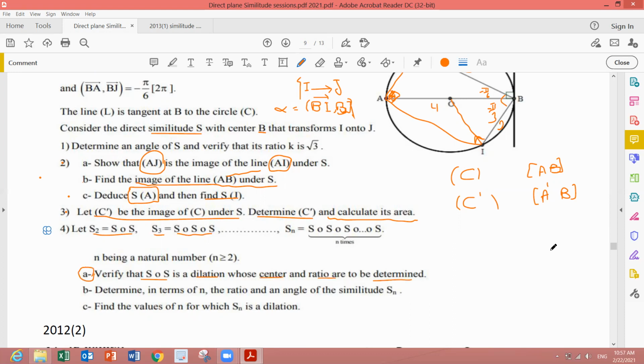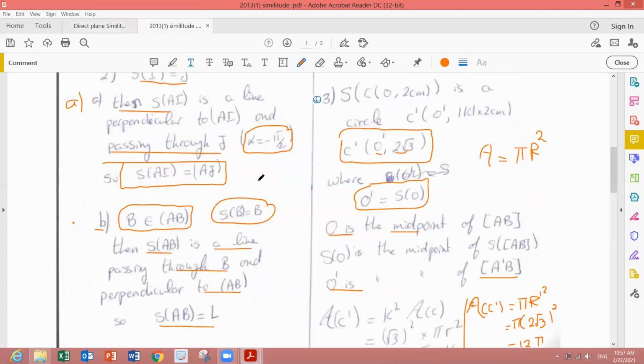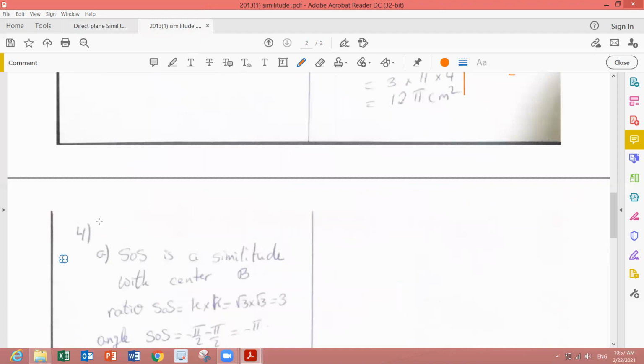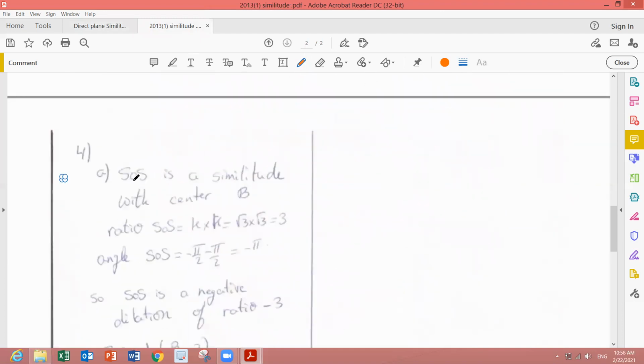Why is S round S a dilation? Because the angle should be pi. The composite of two similitudes of the same center is a similitude with the same center. What is the ratio? 1? No, how 1? The ratio is K times K prime. So S round S is a similitude with center B. How did we know the center is B?